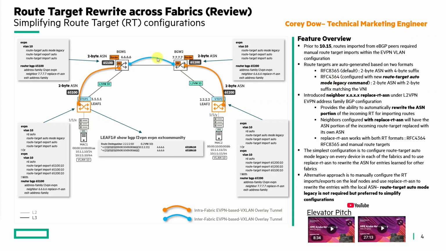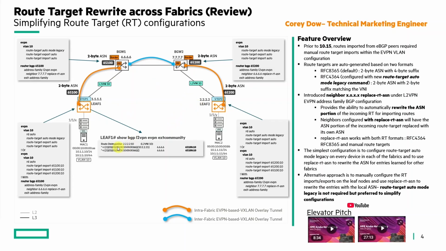As the information in this review presentation covers, what happens is we take whatever the ASN is that it's coming from and end up rewriting it as it crosses the fabric. So say traffic from VM2 or VM1 going across the fabric to the other side, you're going to see that the route target is going to get rewritten from the ASN perspective.